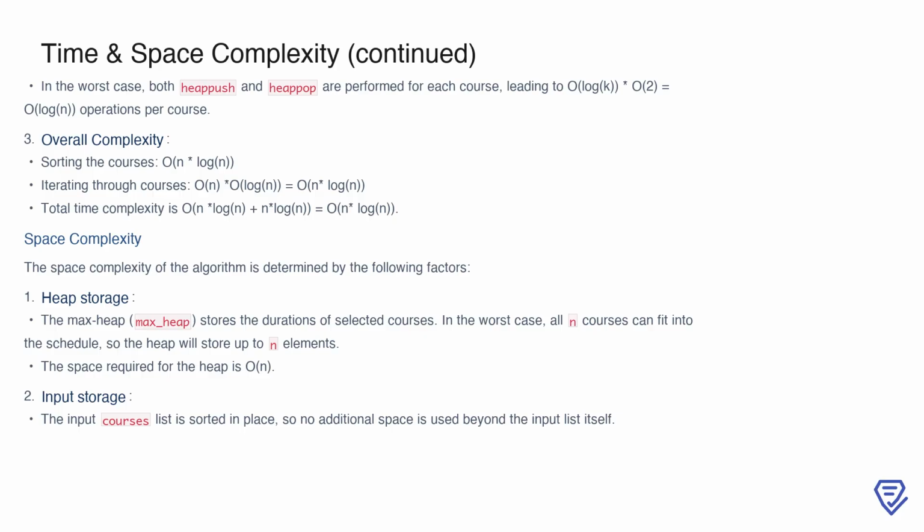Shifting focus to space complexity, the main contributor is the heap used to store the durations of the selected courses. In the worst case, all n courses could fit into the schedule, meaning the heap would contain n elements, resulting in a space complexity of O(n). Additionally, since the input list of courses is sorted in place, no extra space is required beyond the input storage itself, keeping the space usage efficient.